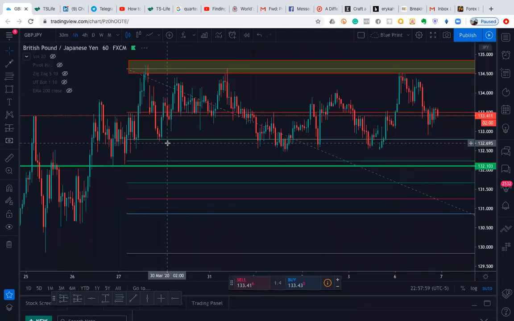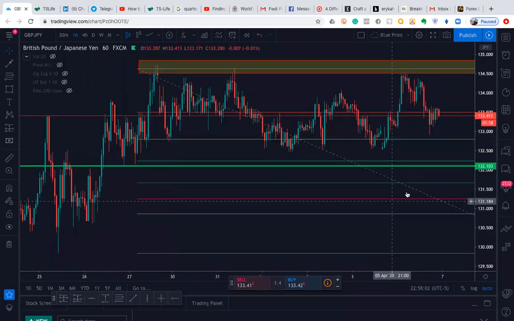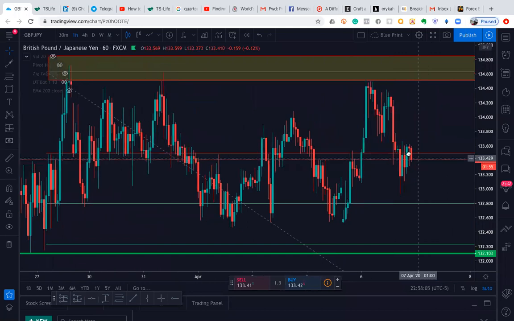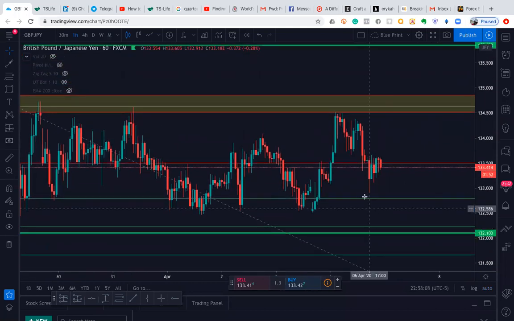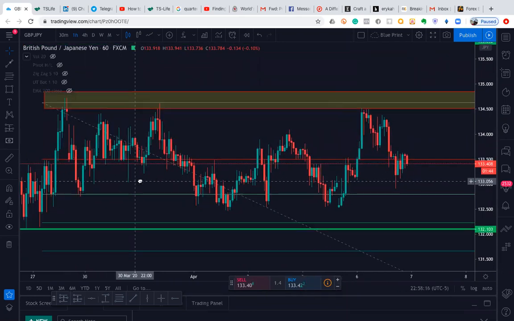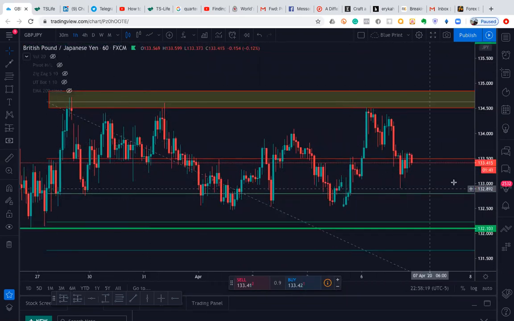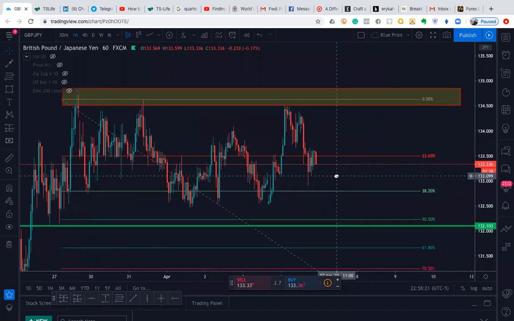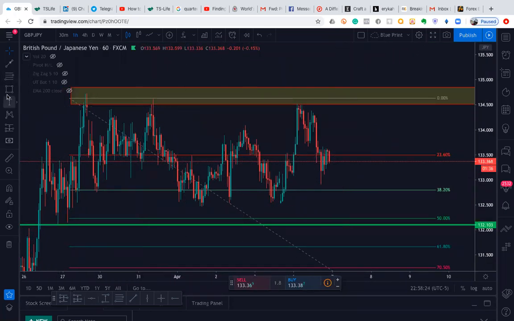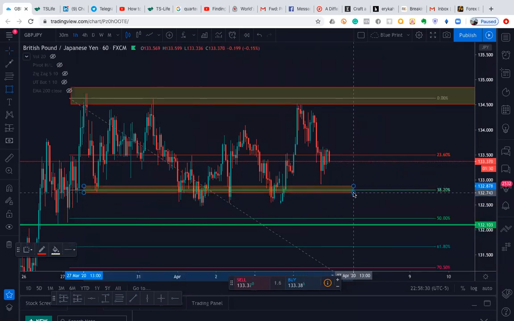Okay, let's go back to here. All right, so right now price is respecting this line. So basically, this is a buy opportunity when price hits this line, because what you're seeing is based off of the fib. Every time price hits this line, it's shooting up. Here, here, here.